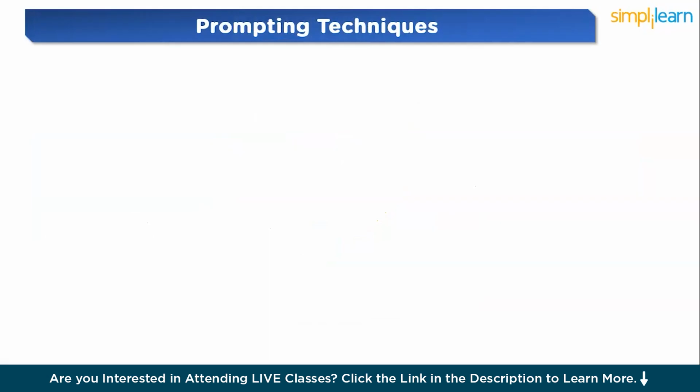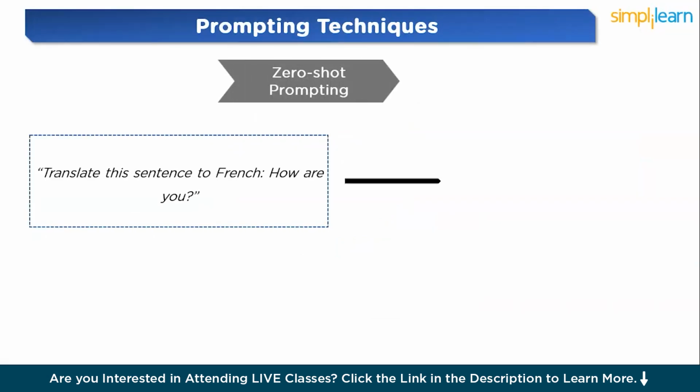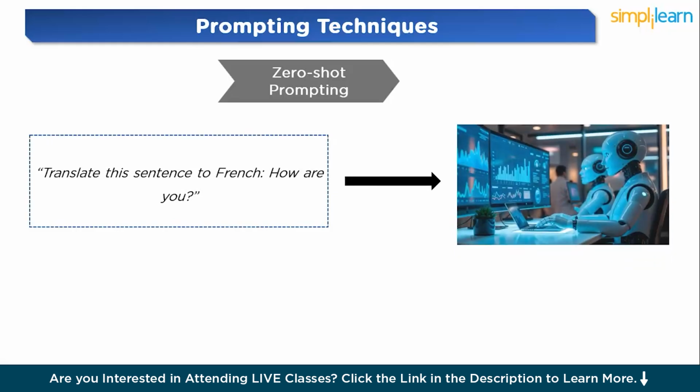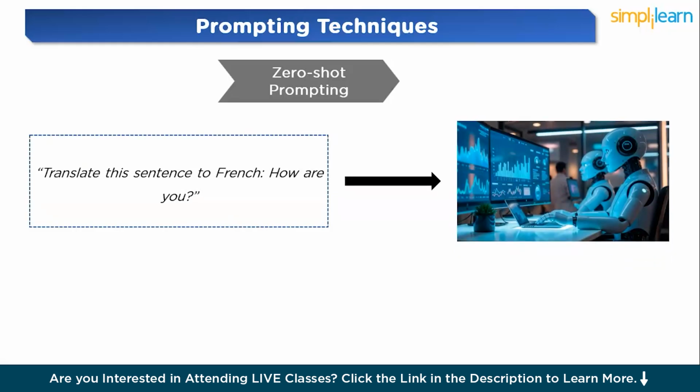Now let us discuss some of the effective prompting techniques. First one we have is zero-shot prompting. Here you give only one instruction with no examples. For example, here you will say, "translate the sentence to French: How are you?" This is great for simple or well-known tasks. So that is called zero-shot prompting.